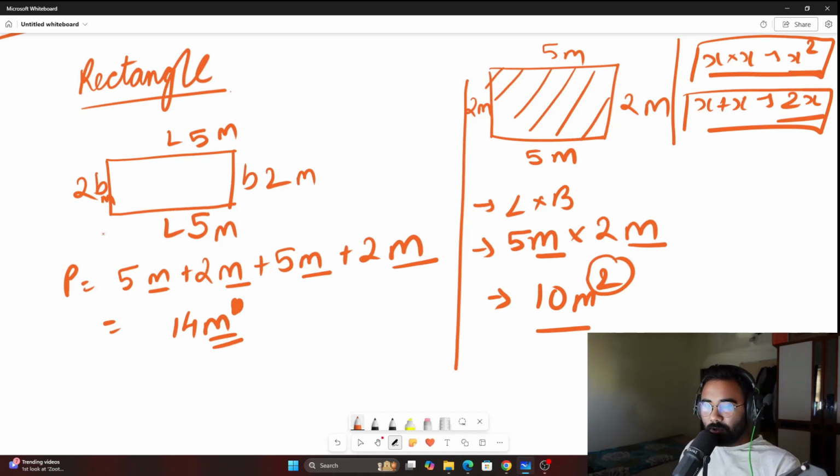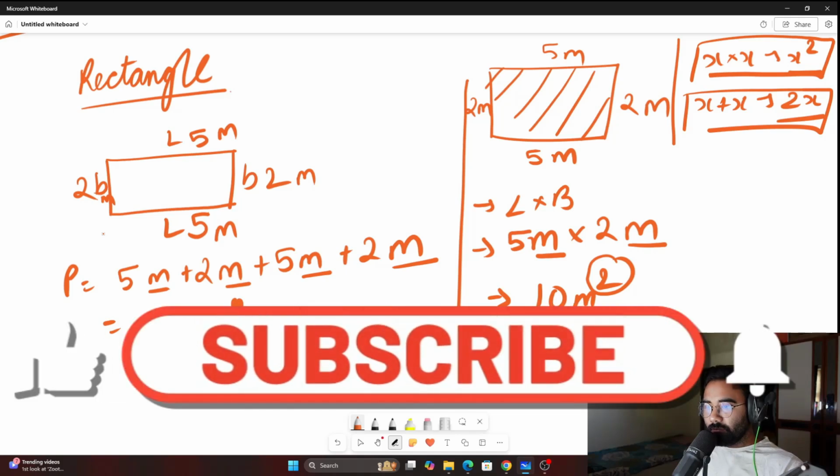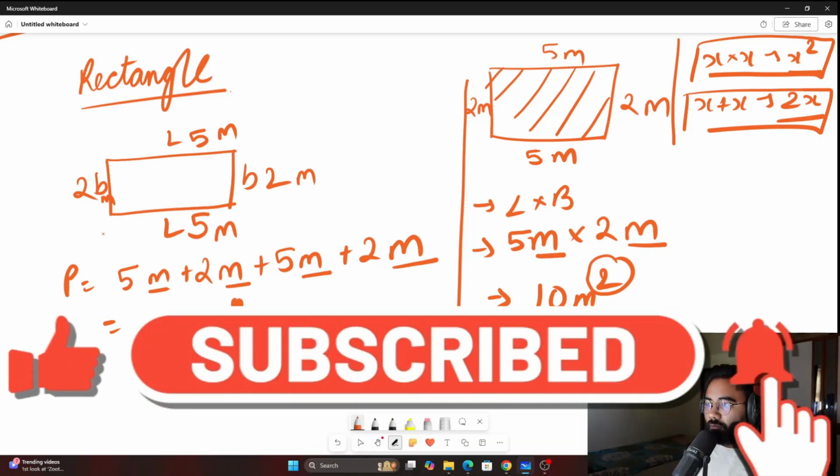I hope the concept of area of rectangle and the area of square is clear. All right. In the next video, we are now going to solve the questions from the textbook.